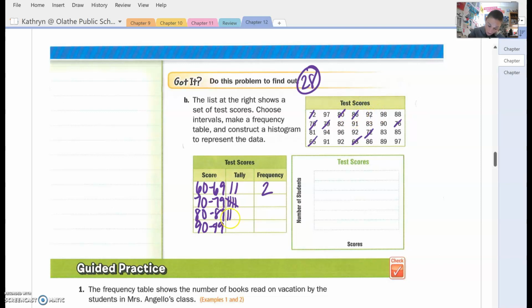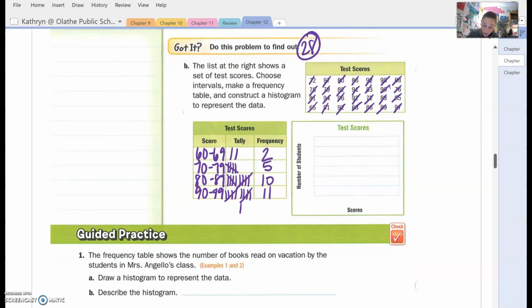1, 2, 3, 4, 5, 6, 7, 8, 9, 10. Okay. And then the 90s. There's 1, 2, 3, 4, 5, 6, 7, 8, 9, 10, 11. Okay, there we go. All right, I got them all. So here I had 5, here I had 10, here I had 11.